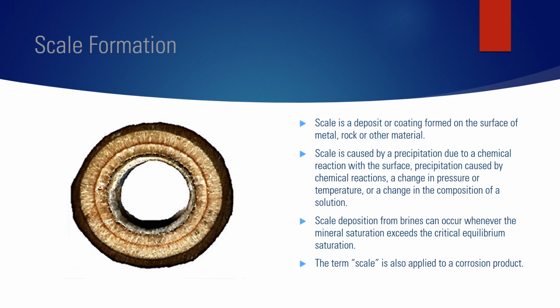Scale formation. Scale is a deposit or coating formed on the surface of metal, rock, or other material. Scale is caused by precipitation due to a chemical reaction with the surface, precipitation caused by chemical reactions, a change in pressure or temperature, or a change in the composition of a solution, such as when incompatible mixed waters come together. Scale deposition from brines can occur whenever the mineral saturation exceeds the critical equilibrium saturation. The term scale is also applied to a corrosion product. To the left, you'll see an image of scale forming on the inside of a tubular.